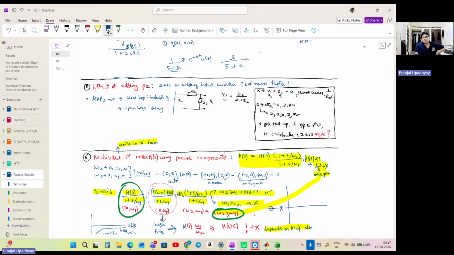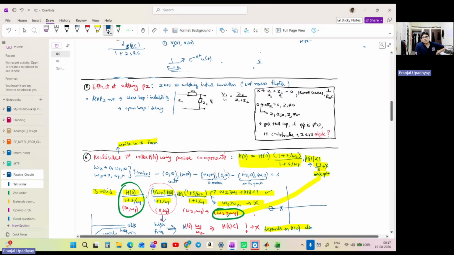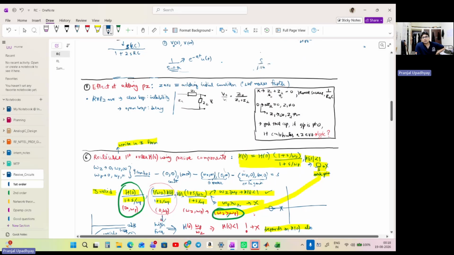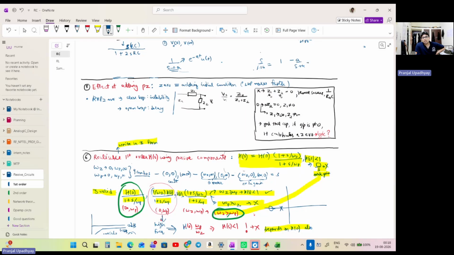And what is the inverse of this guy? The inverse of S, S plus A is e to the minus at u(t), and the derivative of that, right? Alternatively, if you don't want to find the derivative, you can just express it as 1 minus A over S plus A, which basically implies that you can just write the impulse, because the impulse Laplace is 1, minus a e to the minus at u(t).